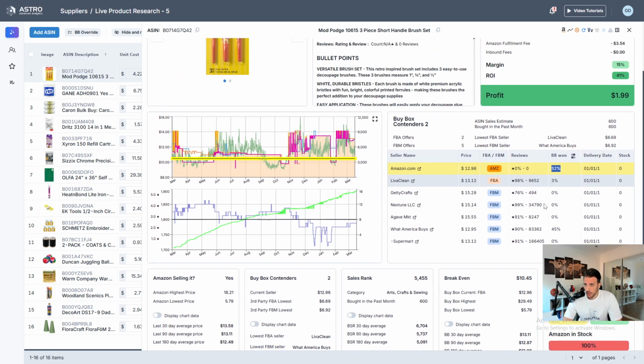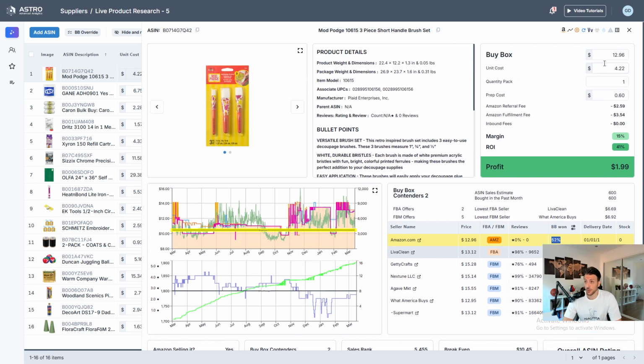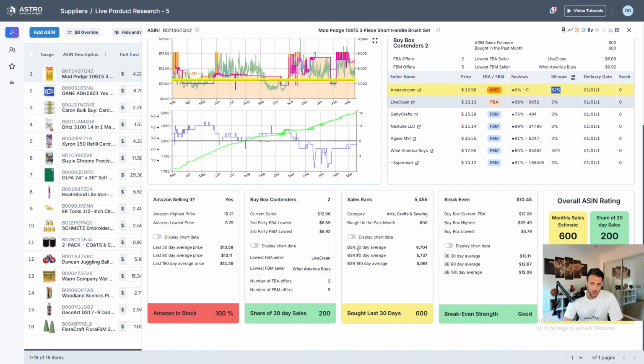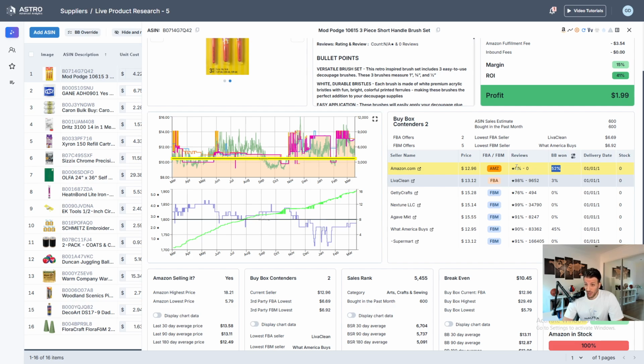Now, most of the buy box is shared between Amazon and What America Buys, and they're an FBM seller. So if we were to list this product at $12.96, where that's the buy box price, it's this product here. I don't even know what it is. It's some little brushes. We could get 41% ROI, which is decent, I guess. Now, one of the big red flags on this one is Amazon. You don't want to go against Amazon too much. So that's a red flag.